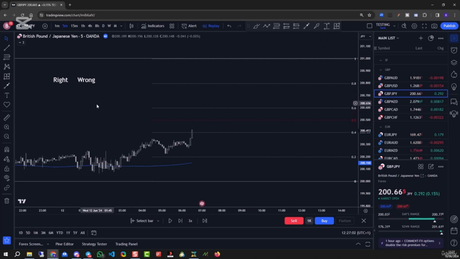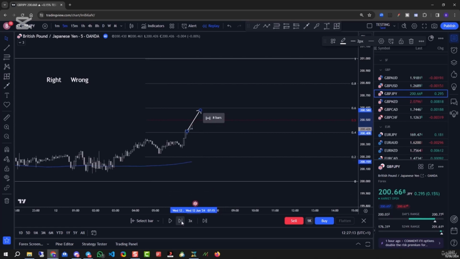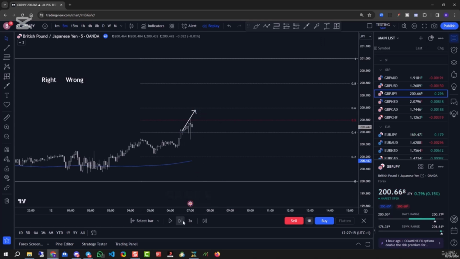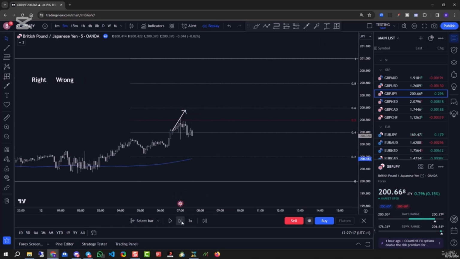So here we have a right and wrong column. So let's say I think it's going to go up. Okay, don't cheat, put your prediction on. Say you think it's going to go up, and then you literally need to see if you are right or wrong. Let me get rid of that. So let's just see.